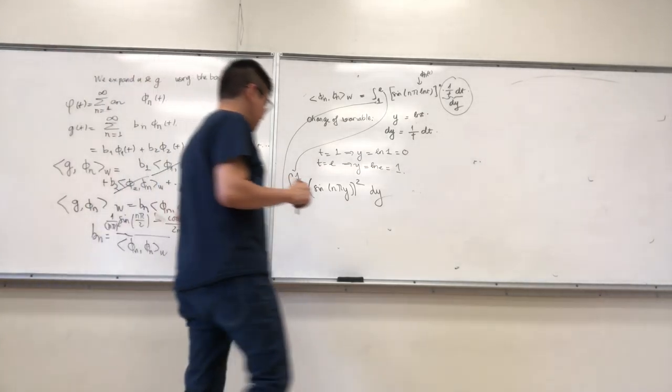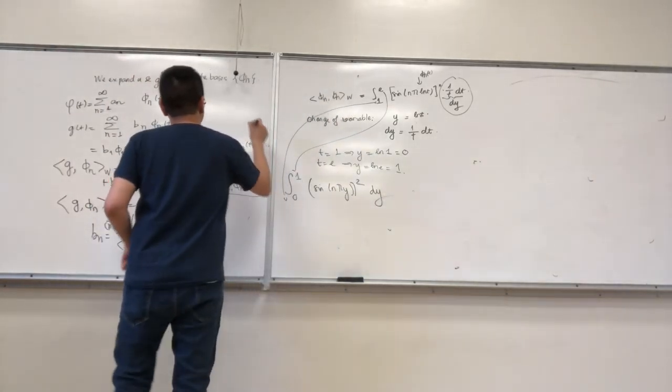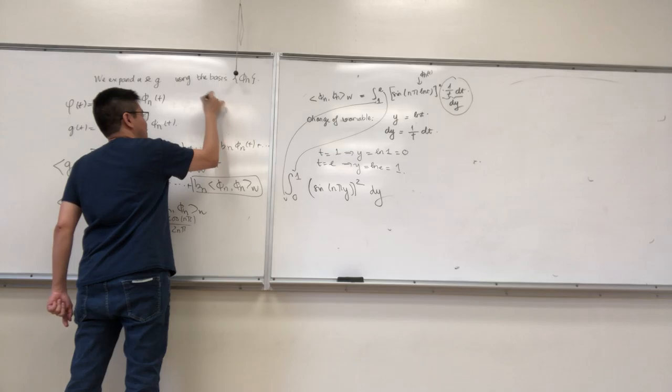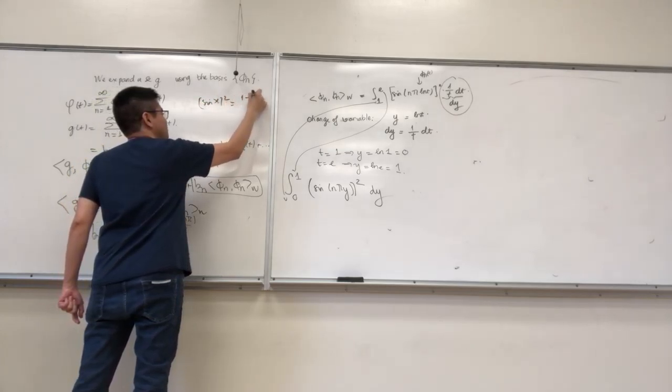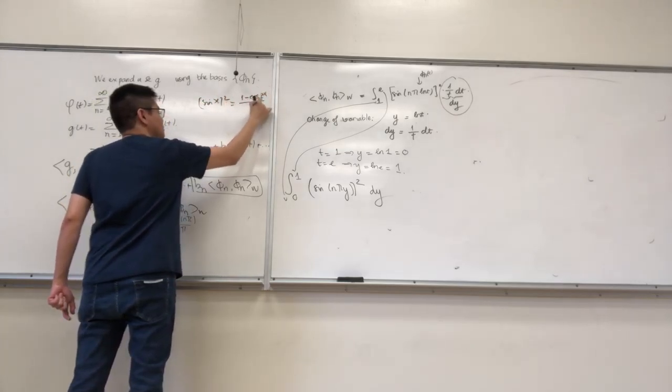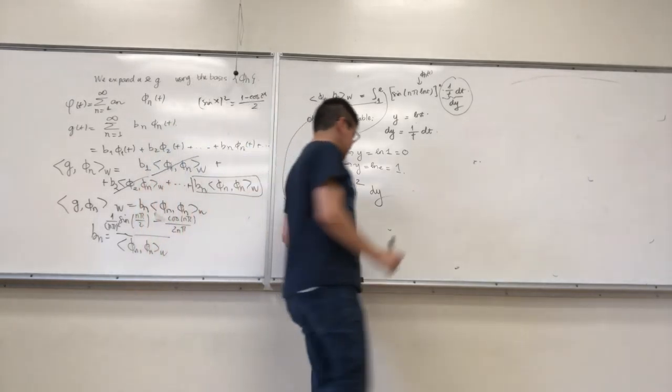Change this to 1 minus cosine 2 n pi. So we use the formula that sine x squared is 1 minus cosine of 2x over 2. Right? So I apply this formula here.